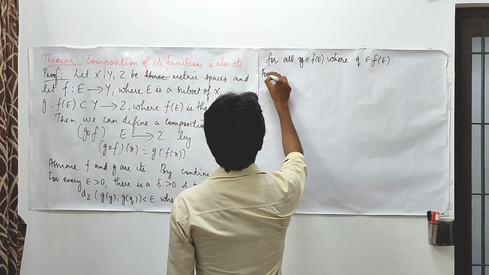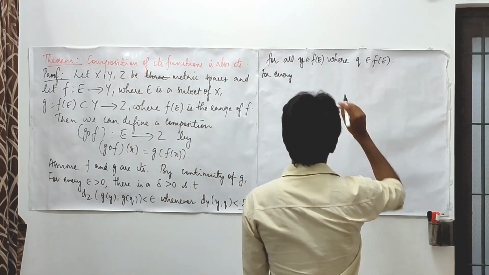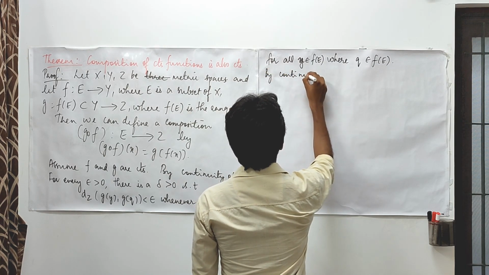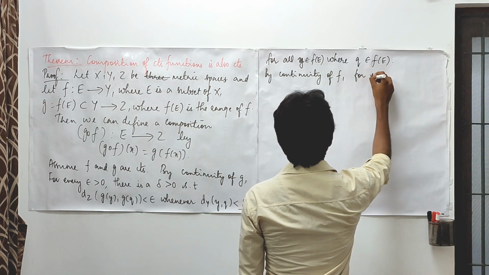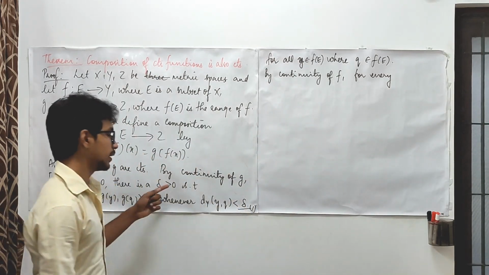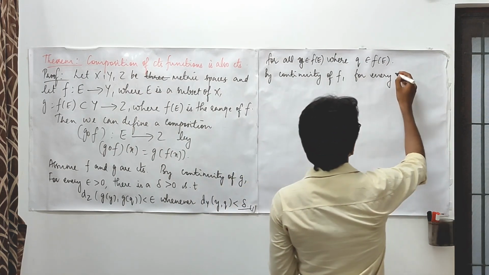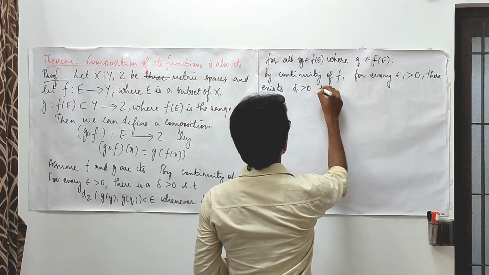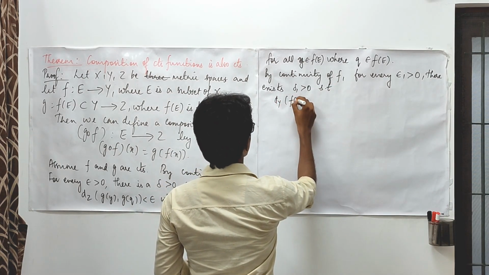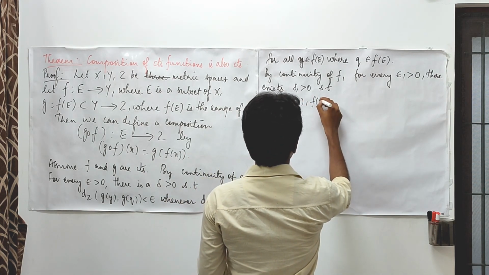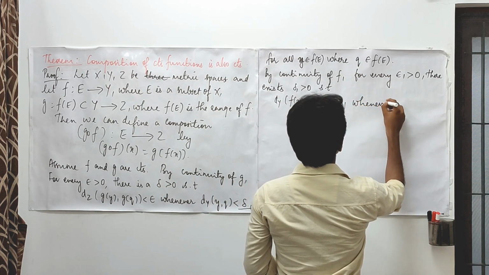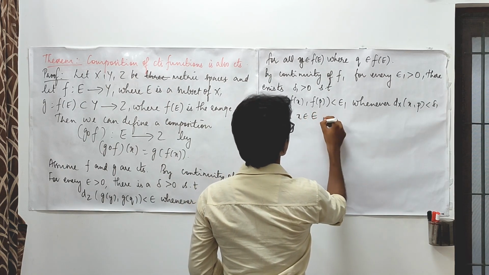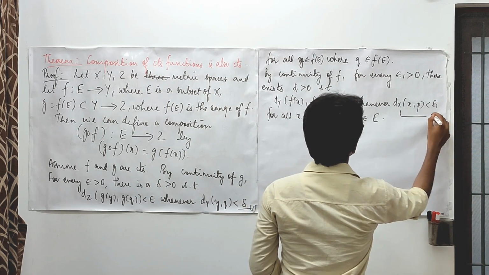Now, what are we going to do? We are going to make use of the continuity of f, right? So by continuity of f, since we have given the notation epsilon and delta here, I am going to give another notation. For every epsilon 1 bigger than 0, there exists delta 1 bigger than 0 such that dy of f(x), f(p) is less than epsilon 1 whenever dx of x, p is less than delta 1 for all x in E, where this p is a member of E. Let us mark this as equation 2.